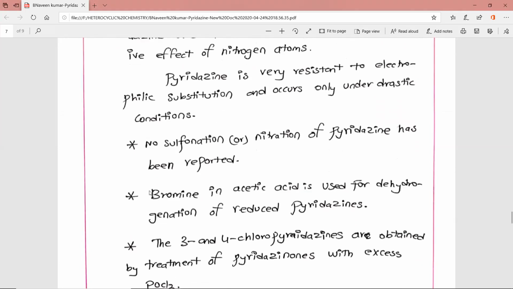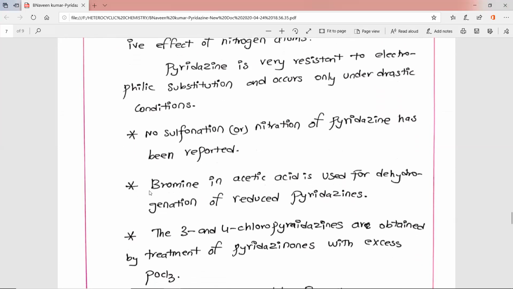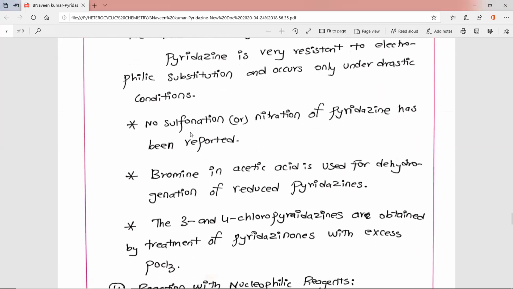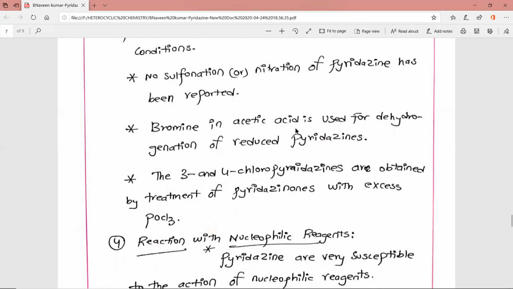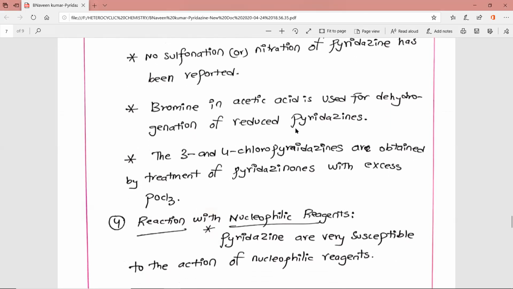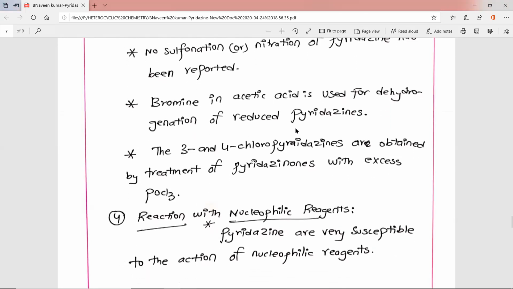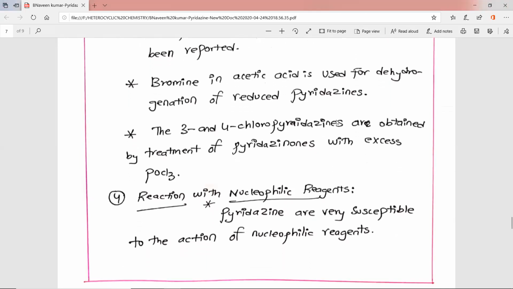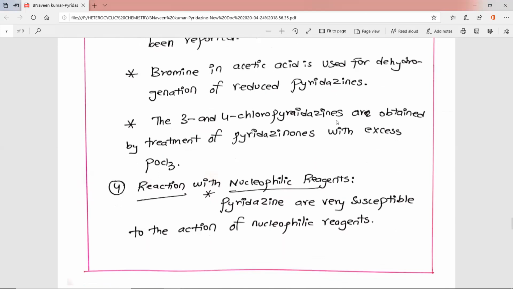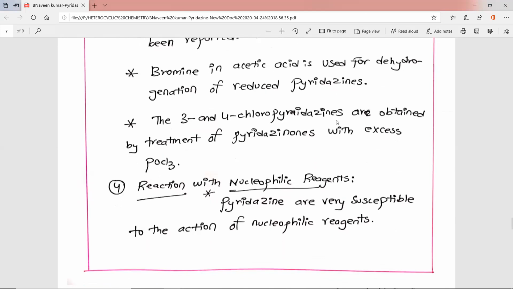So simple pyridazine does not undergo sulfonation or nitration. Bromine in acetic acid is used for dehydrogenation of reduced pyridazines. So reduced pyridazines can be converted into pyridazines by treatment with bromine in acetic acid, through bromination followed by dehydrohalogenation.